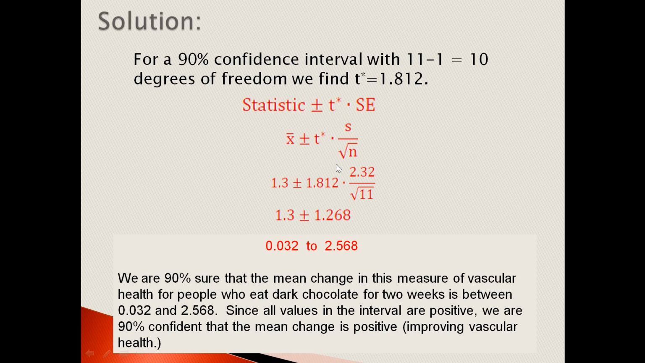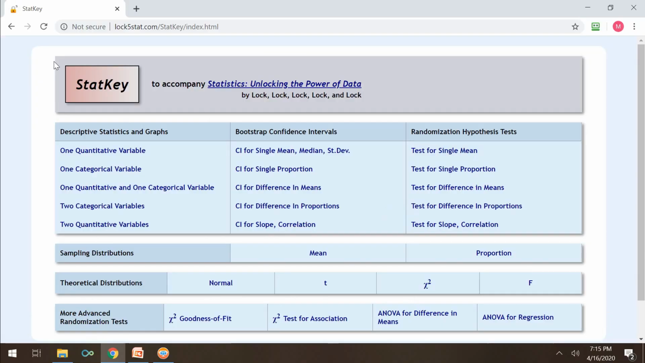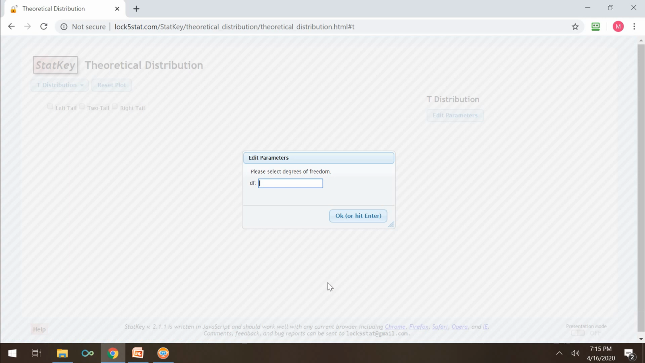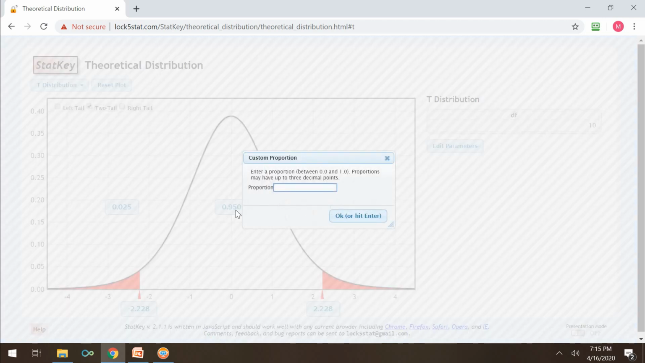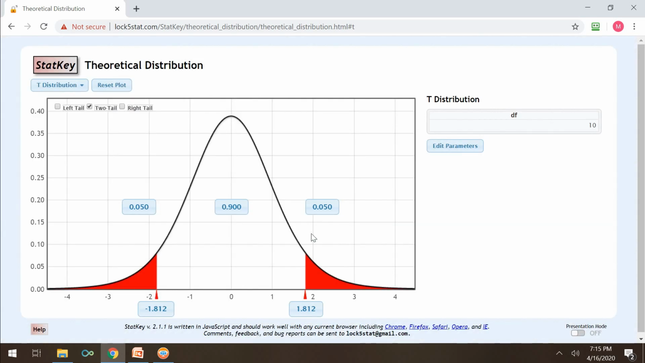So let's find t-star together. To find t-star, you will go to the t-distribution. You'll enter the degree of freedom. You had 11 in your sample, so the degree of freedom will be 10. And this is a 90%, so I'm going to click two tails, change this to 90. Once you do that, you will have the t-star down there. So this is the t-star, 1.812.